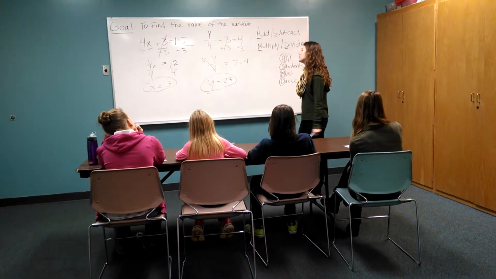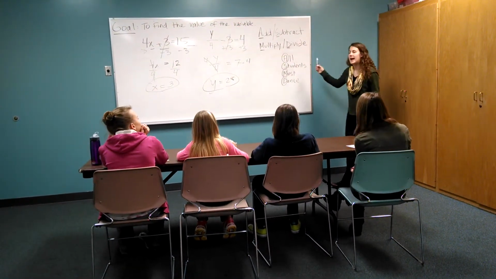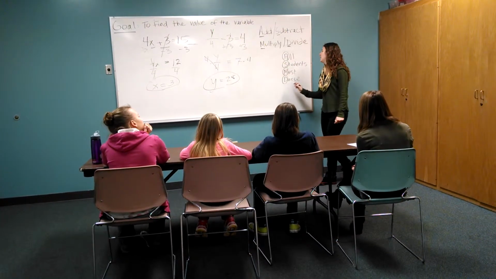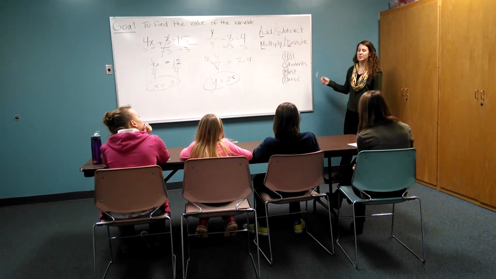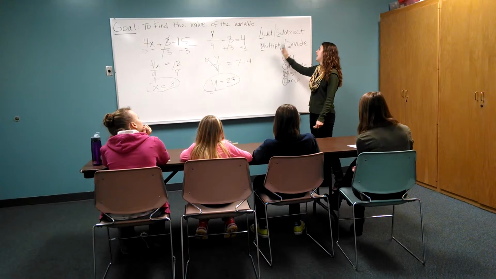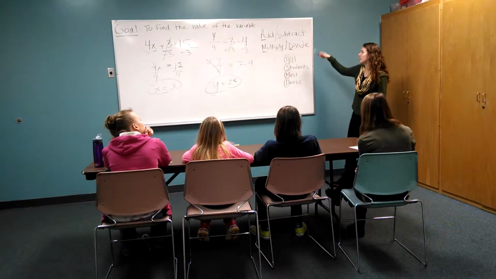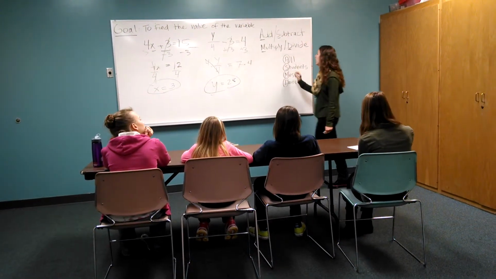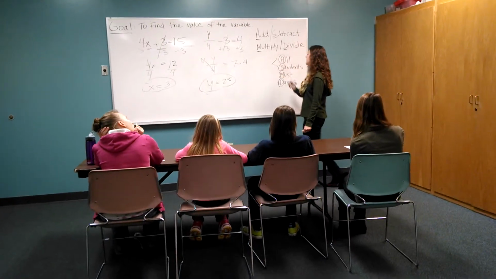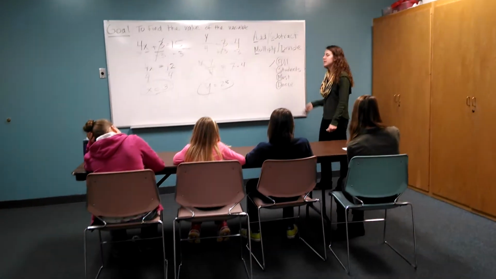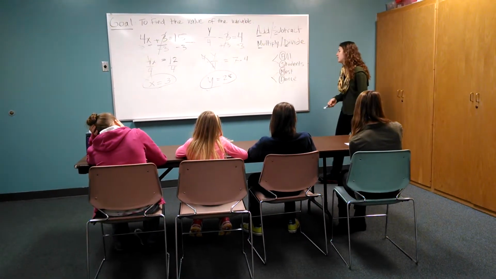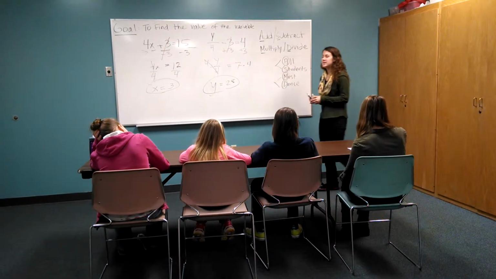Alright, so in order to remember this, I kind of made up a little acronym. ASMD. All students must dance. Add, subtract, multiply, divide. It correlates with this. You can help yourselves remember this. So in step 1, you're either going to add or you're going to subtract. All students. And in the second step, you're either going to multiply or divide, must dance.